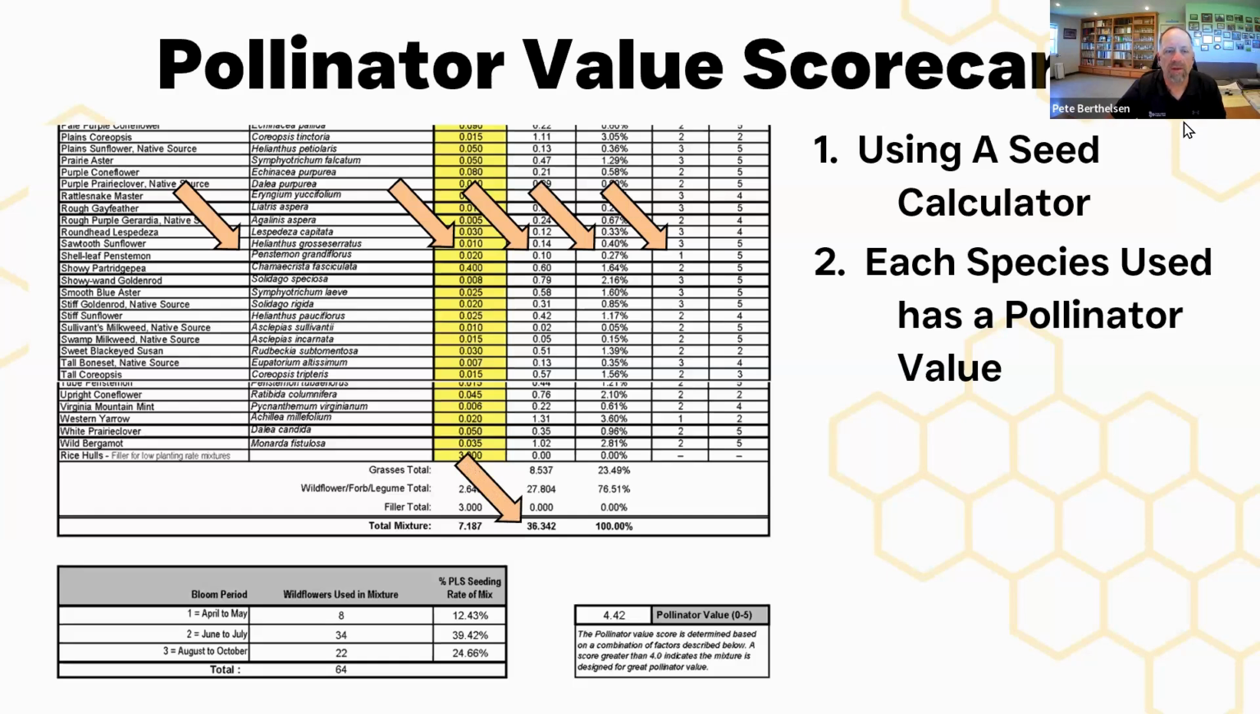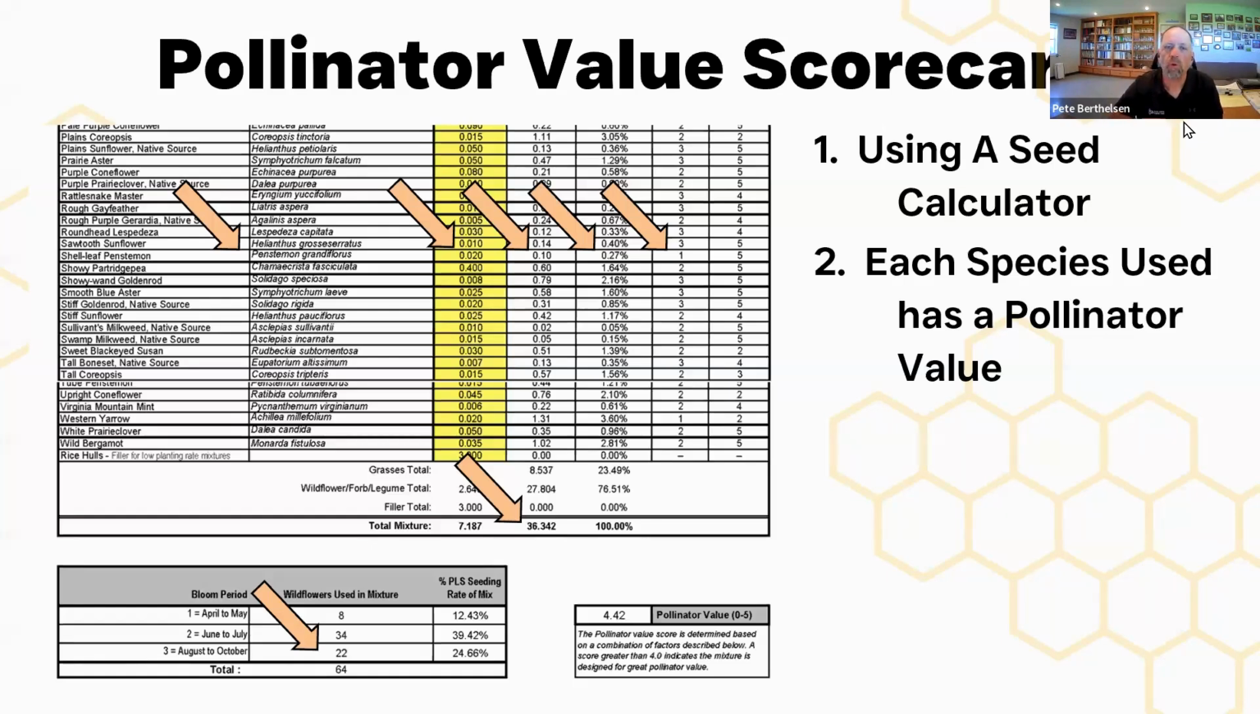At the end, we have a total number of seeds per square foot. This one happens to be a little better than 36 seeds per square foot. That means in 1 square foot of ground, 12 inches by 12 inches, there will be 36 seeds that germinate and grow. That's a very, very nice seeding rate. And then again, we look at the total number of species that we have in this seed mixture, 64, and then how many species there are in each of the 3 bloom periods.